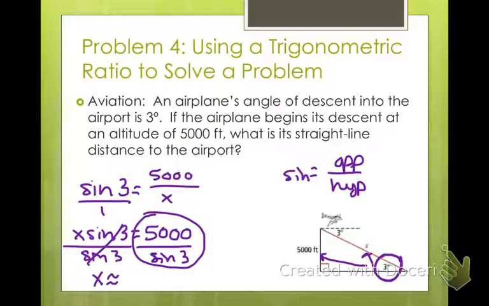You should get 95,500. And our units are in feet. So, airplane's going to descend for a while, which makes sense since it's only descending at an angle of 3 degrees.